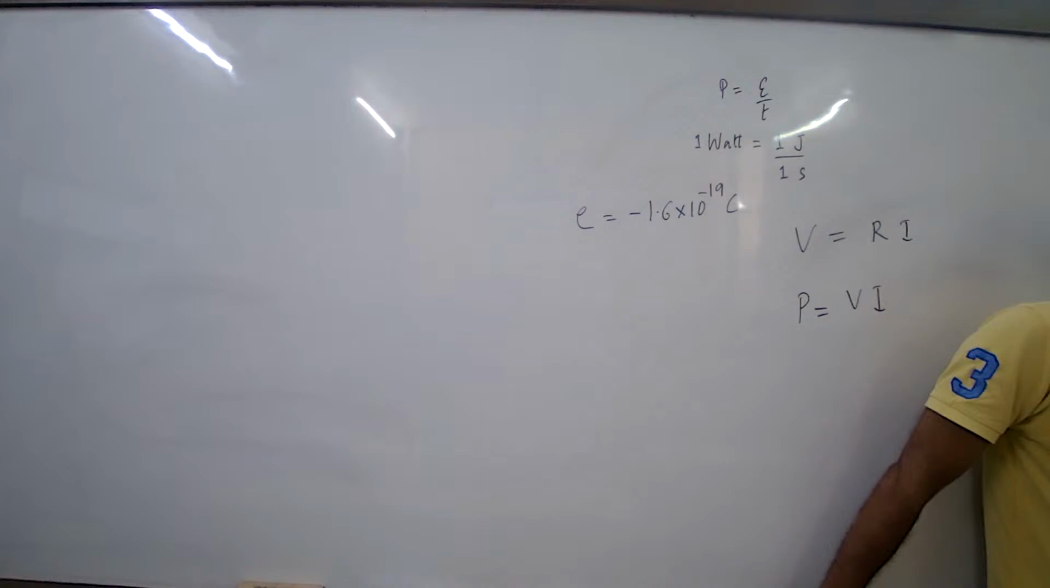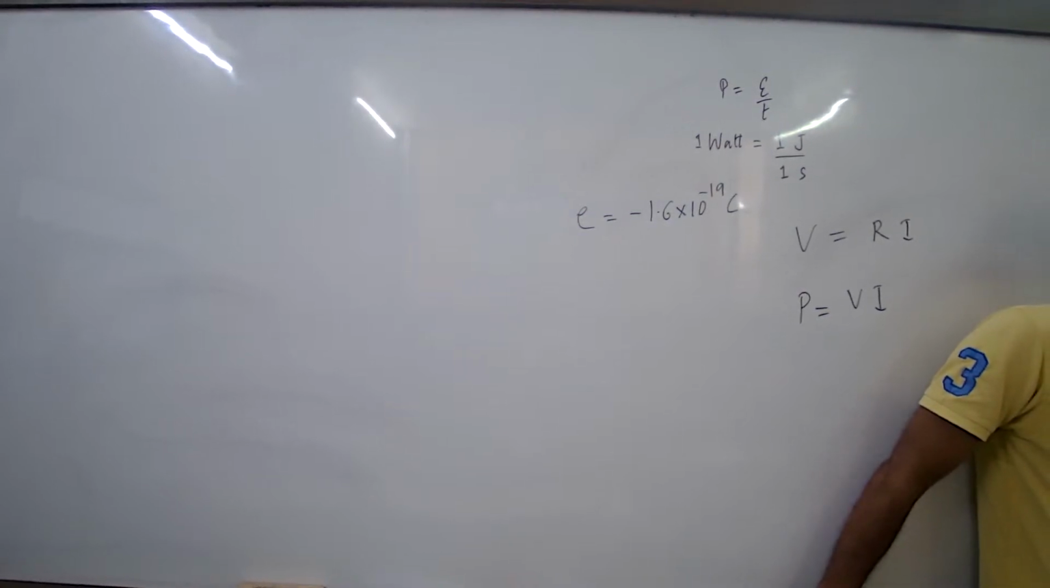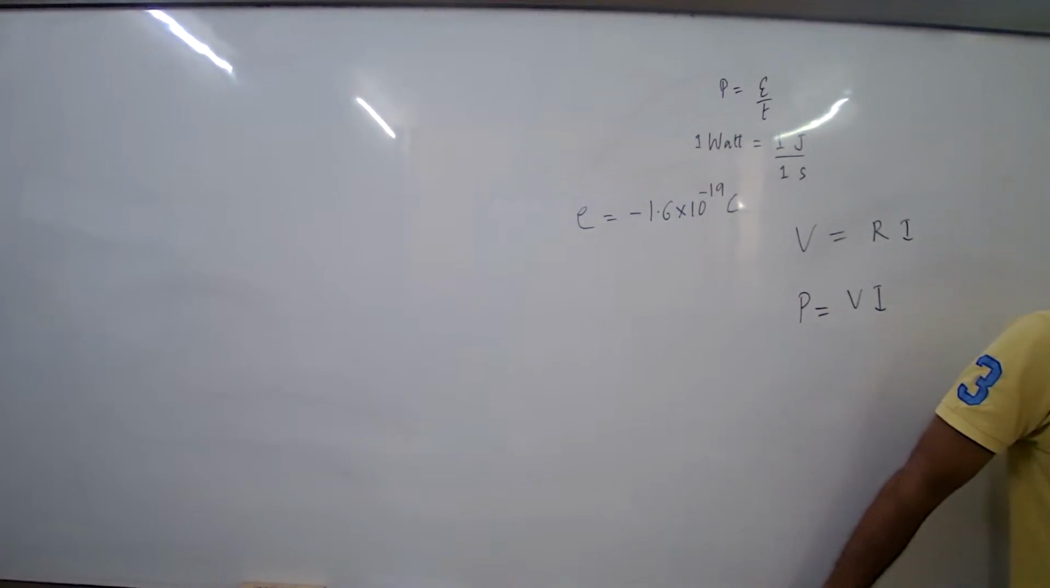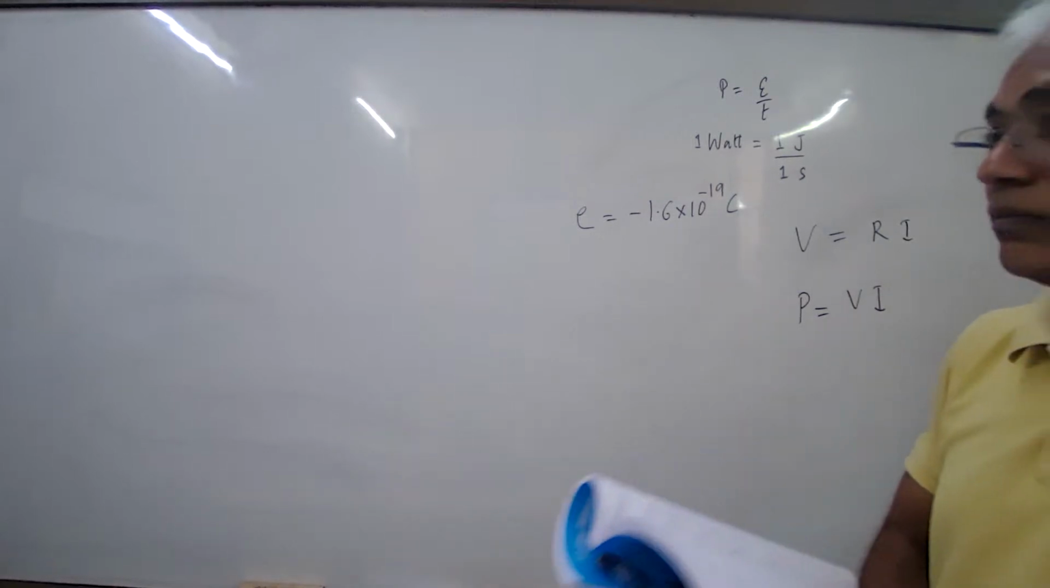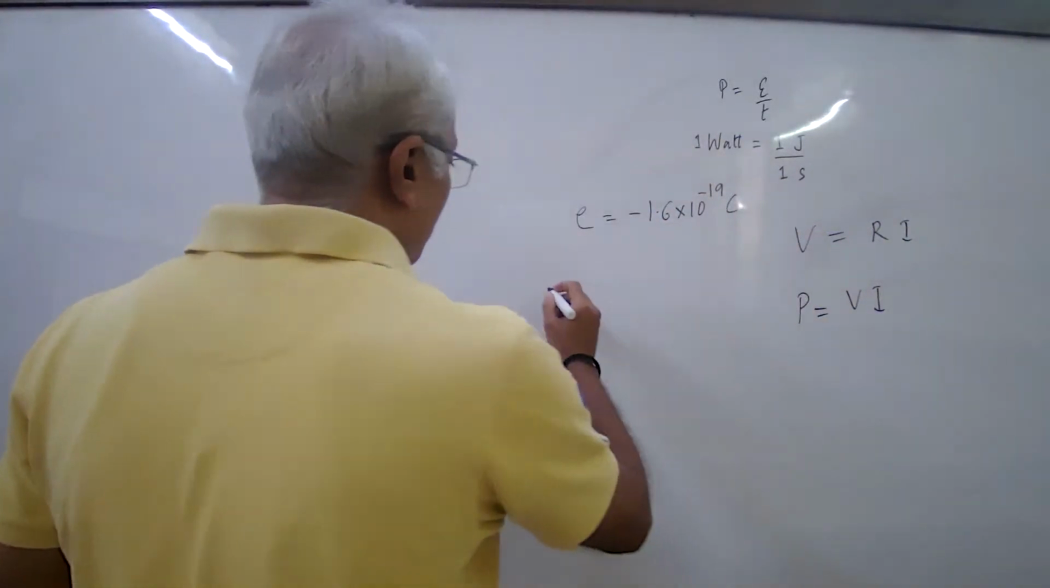Okay. Sir, this is for what? This is the charge on one electron. Question number 5. What about question 6? Who would like to answer question 6? Question 6. So what is the number of charges?